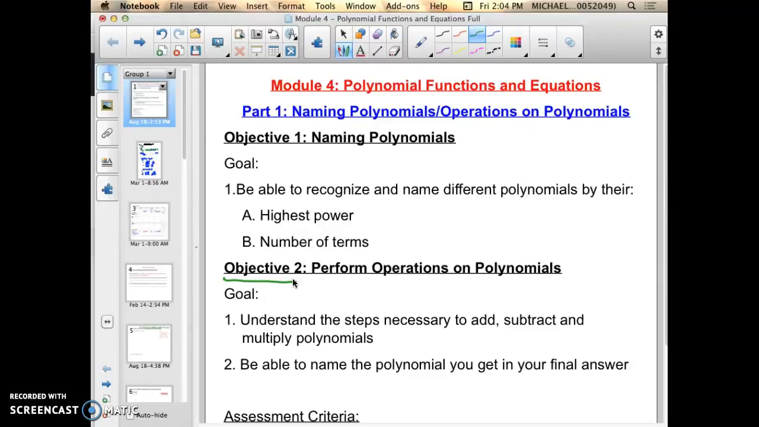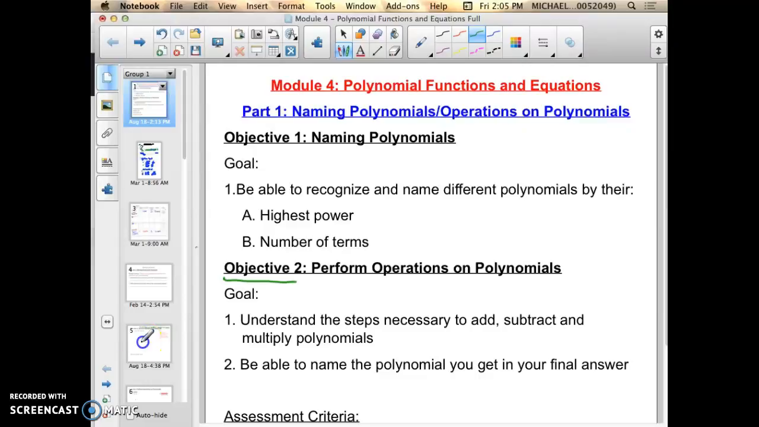Now, I'm going to break this objective up into two videos. In the first video I'm going to show you how to add and subtract, and in the next video I'm going to show you how to multiply polynomials. So one of the goals to consider while watching these videos is to be able to understand the steps necessary to add, subtract, and multiply polynomials. And the second goal is to be able to name the polynomial you get in your final answer, based off of the knowledge you gained when working through the video and practice of Objective 1, naming polynomials.